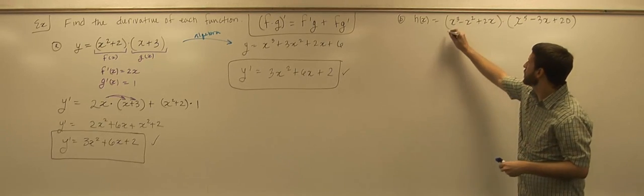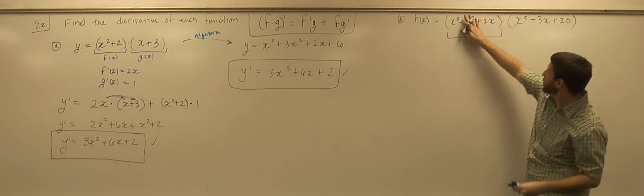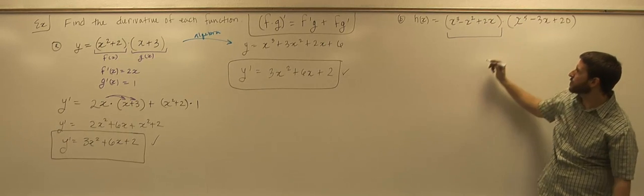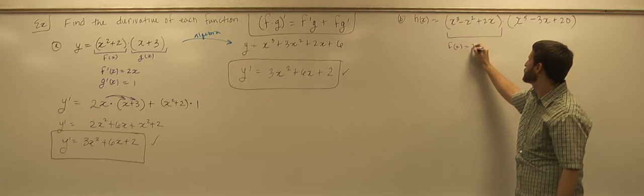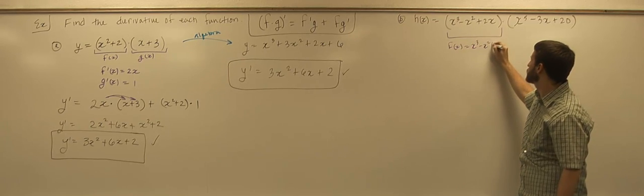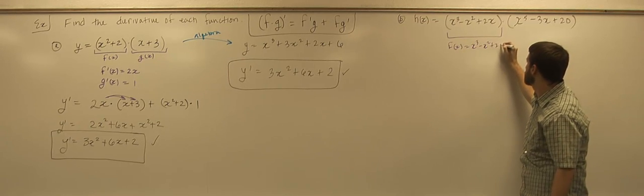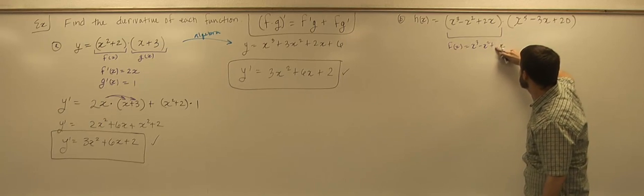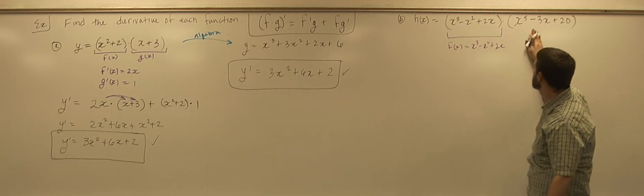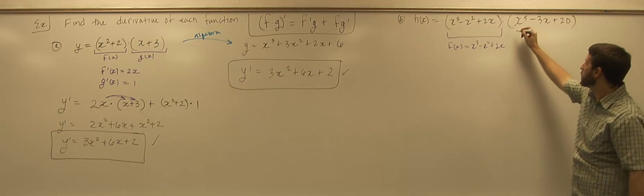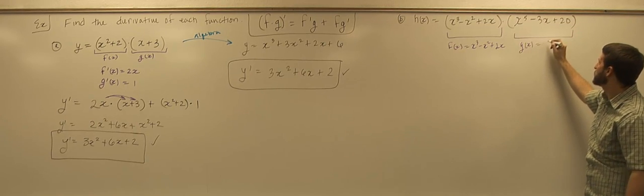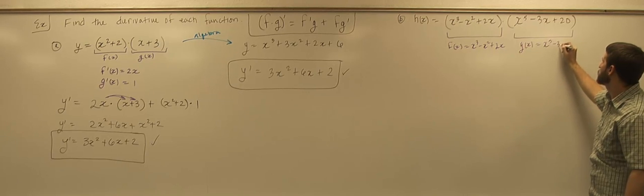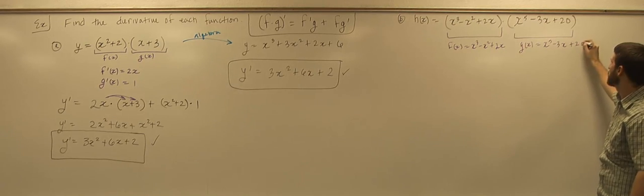First term is your f. First function, right? So this first function that's getting multiplied is your f. So f of x equals x cubed minus x squared plus 2x. And then the second function, second factor being multiplied, is your g. g of x equals x to the 5th minus 3x plus 20.